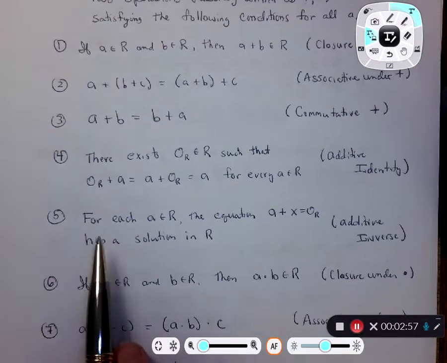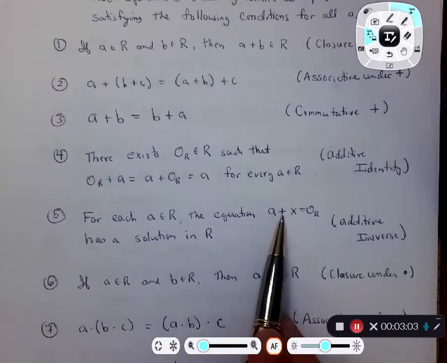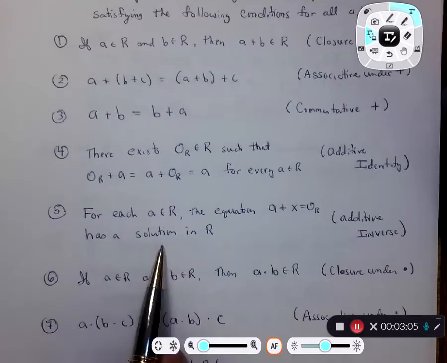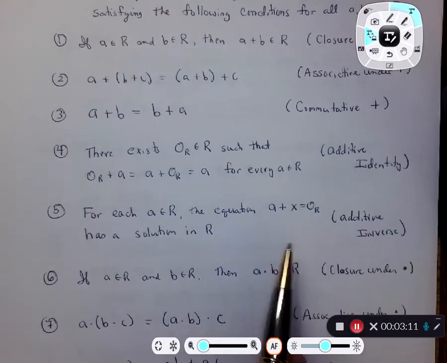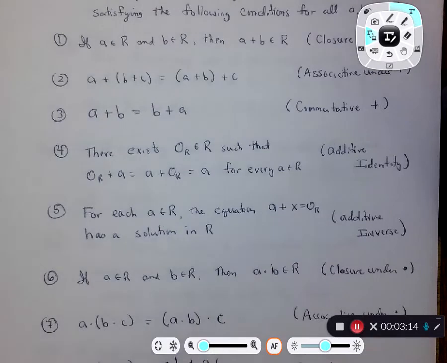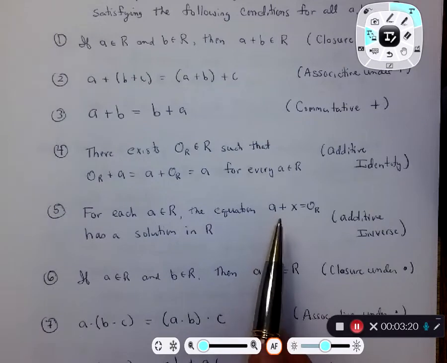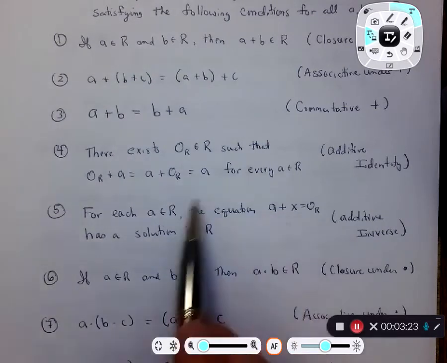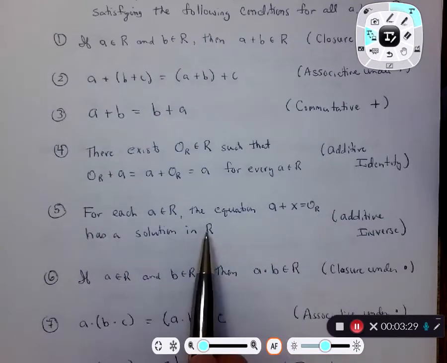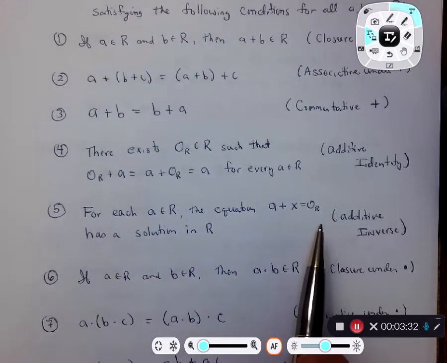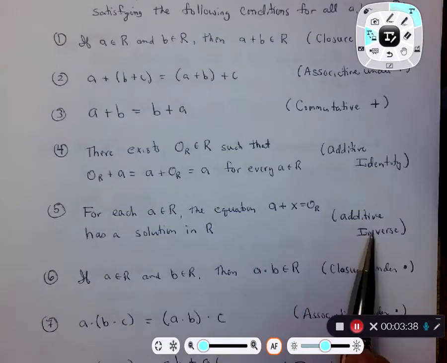Number five, for each element a in R, the equation a plus x equals 0 has a solution in R. Now I know what you're thinking: why don't you just solve for x and subtract a from both sides? Well, yes, that's exactly what we're doing, but subtraction hasn't been defined, and the negative element has not been defined, so we define it this way. The solution to the equation a plus x equals 0 will also be inside of R. You're right, it is quote-unquote the negative of a, but we don't know about negatives yet. Those have not been defined. That is called the additive inverse property.